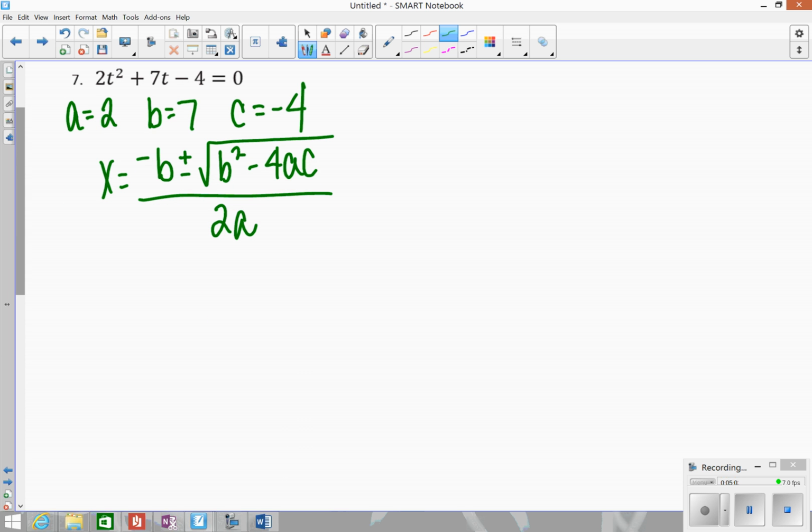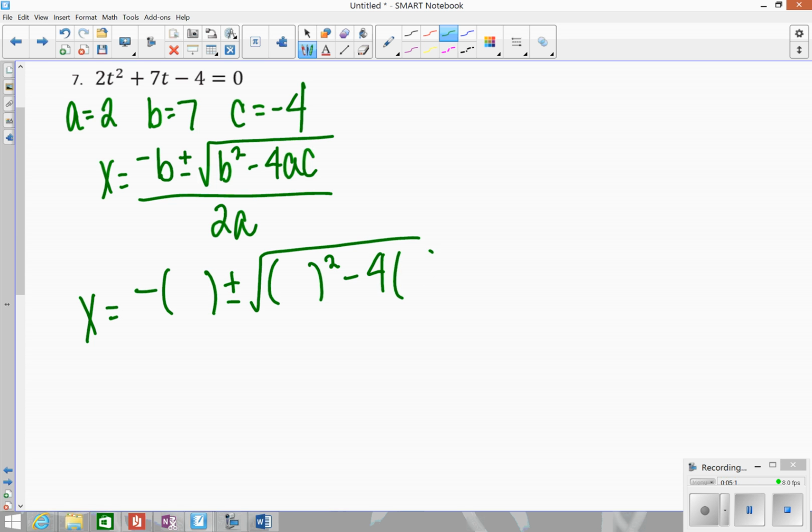And then we're going to go ahead and plug in using our parentheses. So we have negative parentheses, plus or minus parentheses. Remember, parentheses wherever you see a letter.